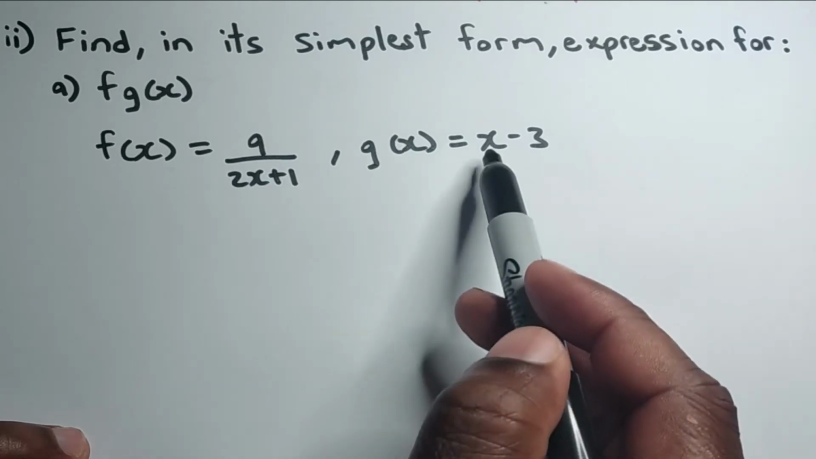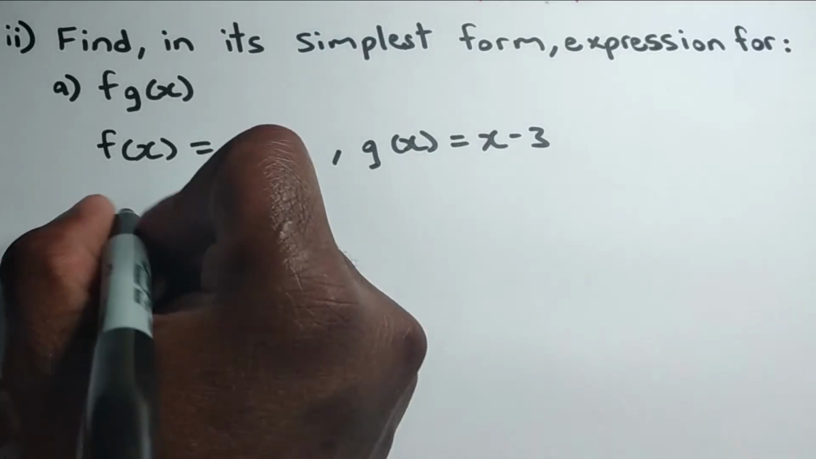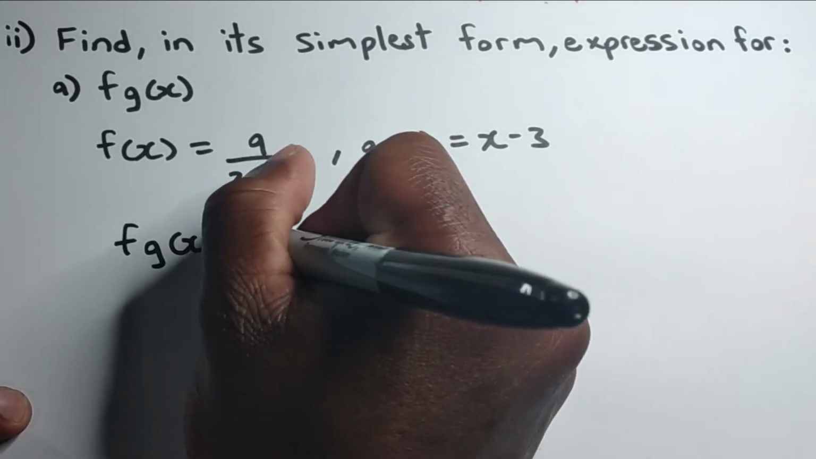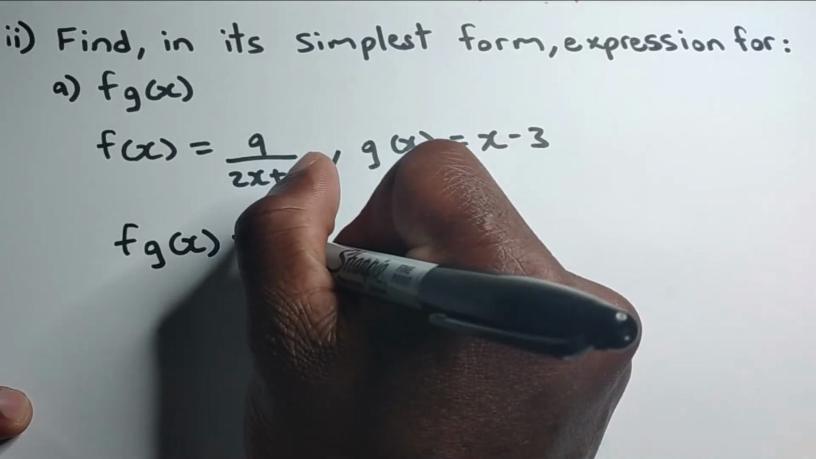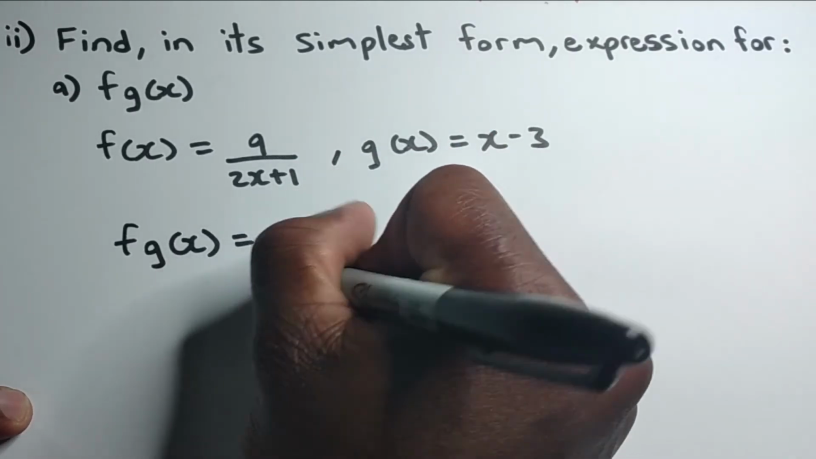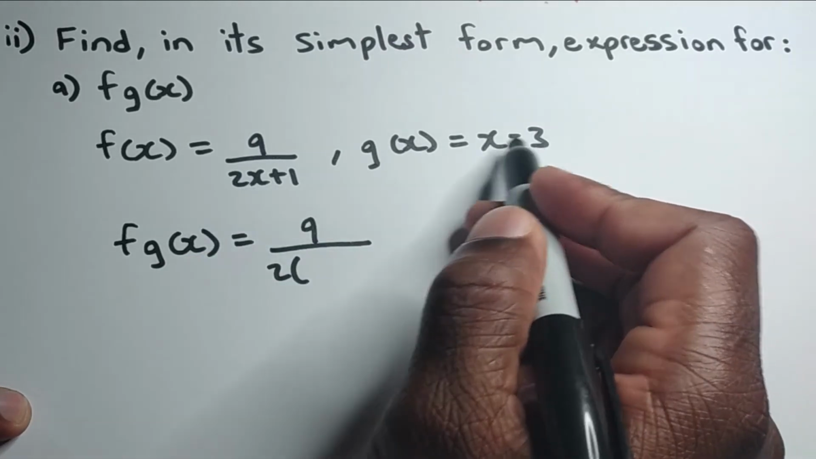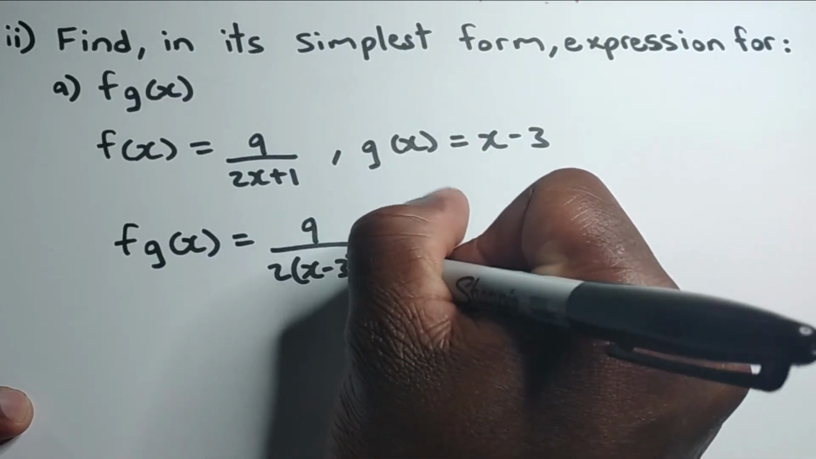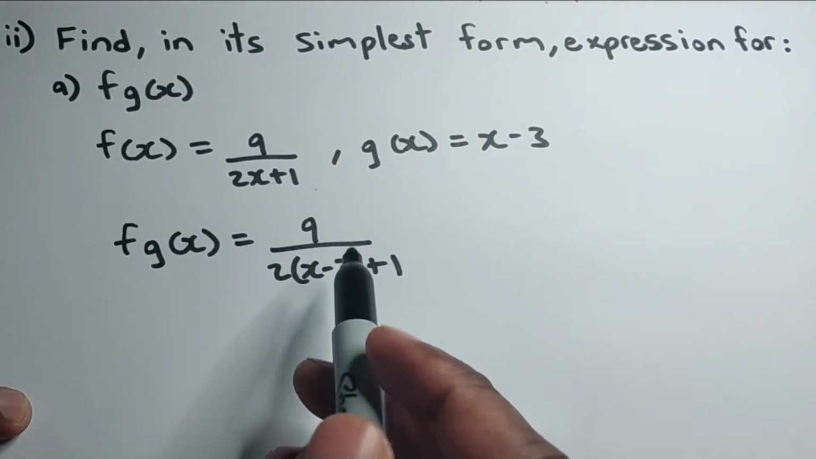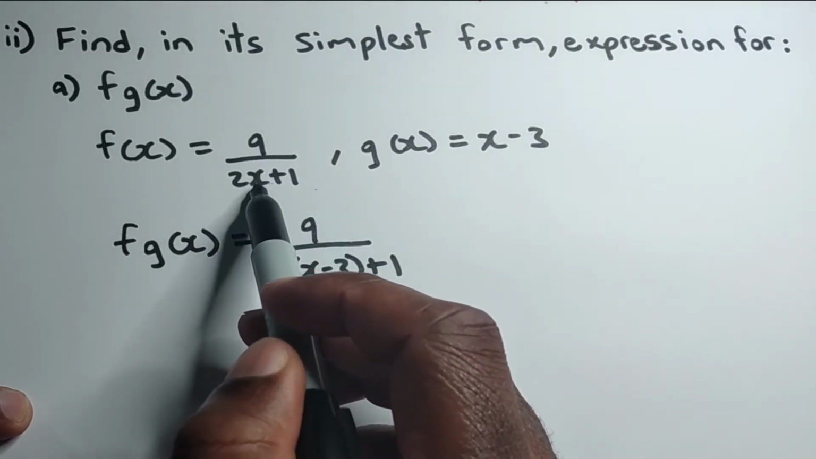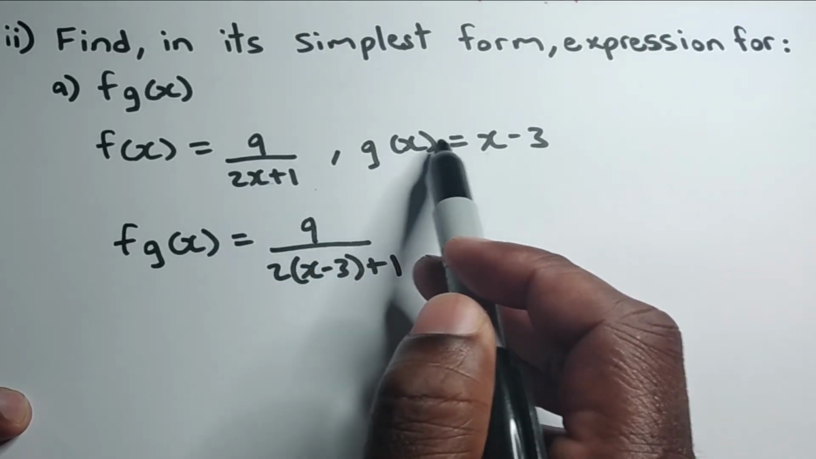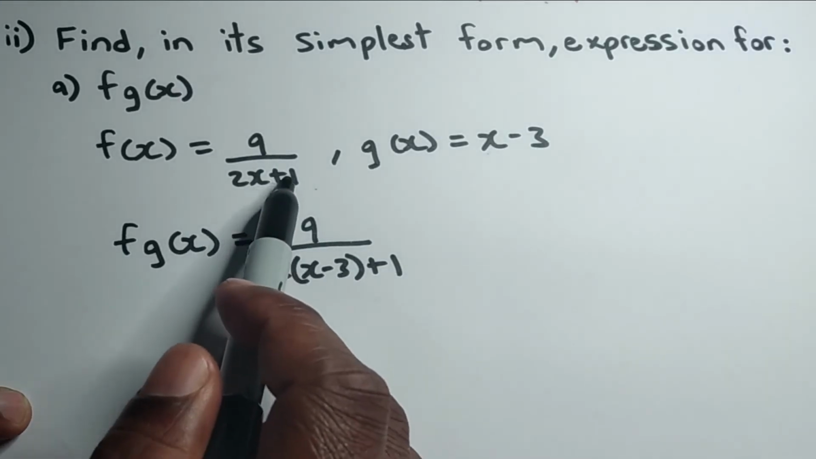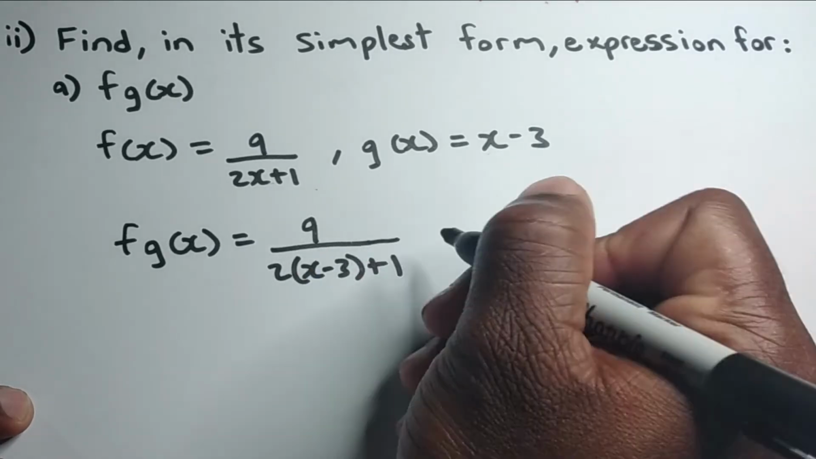So replace this x with x minus 3. So let's see how we actually go about doing that. Here we have f of g of x would be equal to 9 over 2, where I have the x now, I'm going to replace the x with this function right here, the entire thing, which is x minus 3 plus 1. So I write back the plus 1 there. So again, I replace the x right here with the entire function of g of x. So x minus 3, replace the x with x minus 3, then I wrote back the plus 1 right here, right? So hopefully that's clear.